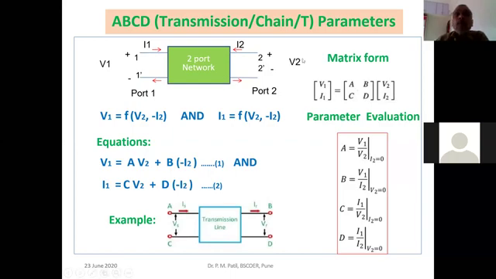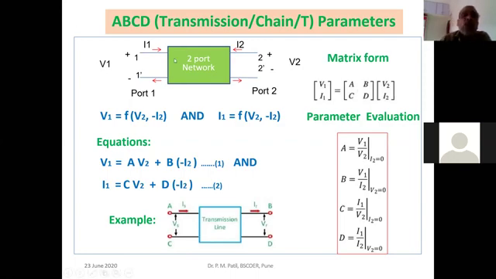Okay. So in the previous class, we started with ABCD parameters, or transmission parameters, or chain parameters, or T parameters. These ABCD parameters are named transmission parameters, also chain parameters or T parameters. Now, we have seen yesterday that it is also a two-port network having port 1-1 dash and 2-2 dash. We assume that V1 and I1 are the voltage and current at the input port, port 1, and at port 2 the voltage and current are V2 and I2.